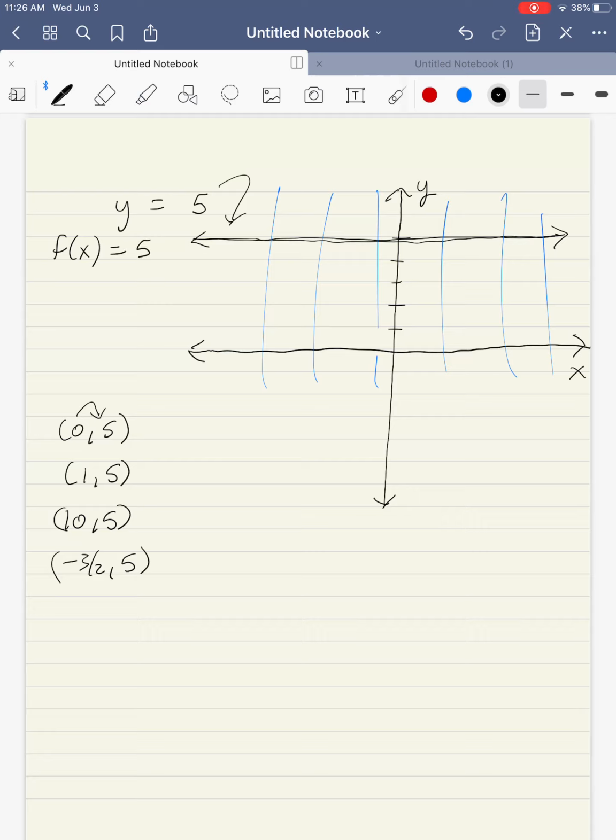So I could rewrite this function as f of x equals 5. Now notice here that this line is completely flat. And remember what slope means. Slope is rise over run. It's change in y over change in x.